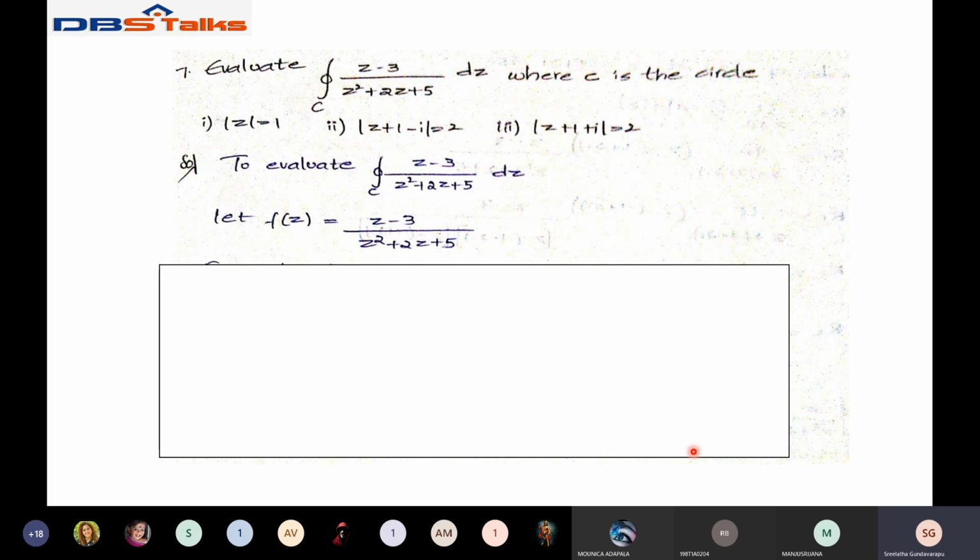Next problem is evaluate the closed integral over C of (z minus 3) by (z square plus 2z plus 5) dz, where the circle C is: Number 1, mod z equal to 1. Number 2, mod z plus 1 minus i equal to 2. Number 3, mod z plus 1 plus i equal to 2. So the solution is, to evaluate the integral of (z minus 3) by (z square plus 2z plus 5) dz, let f of z equal to (z minus 3) by (z square plus 2z plus 5).